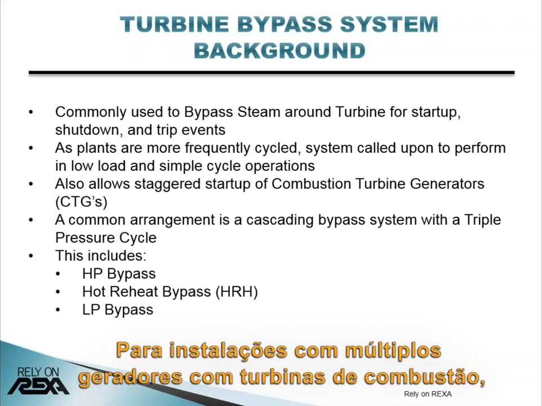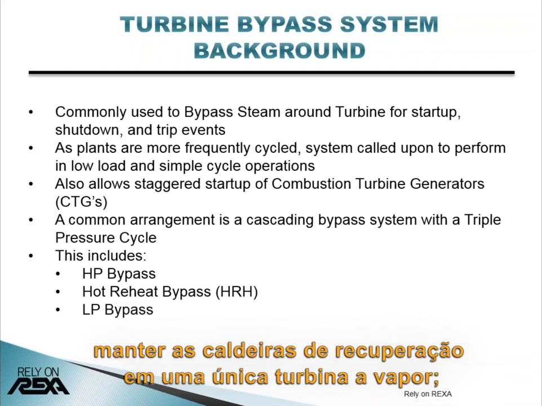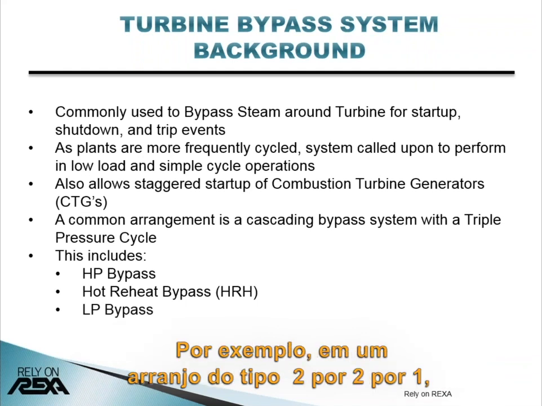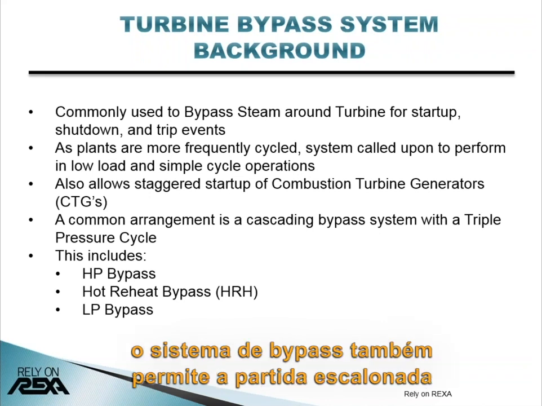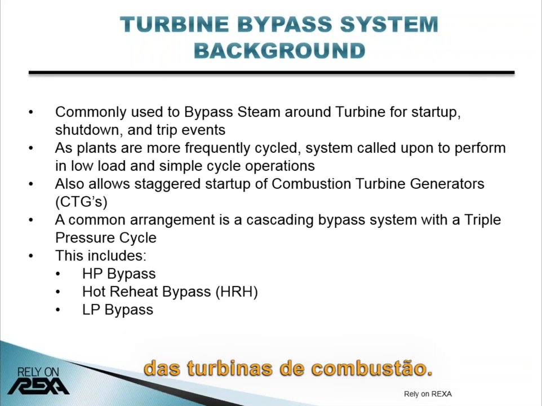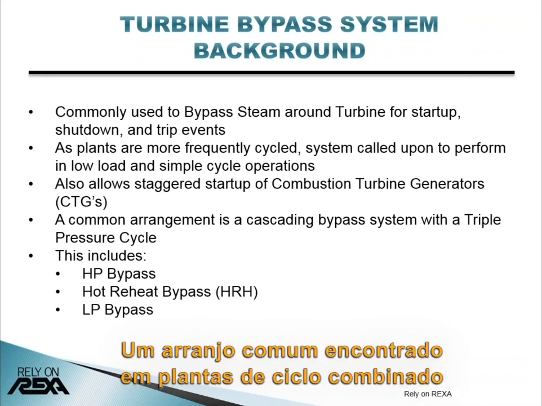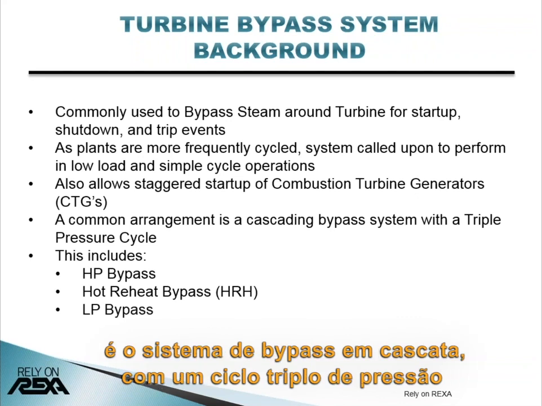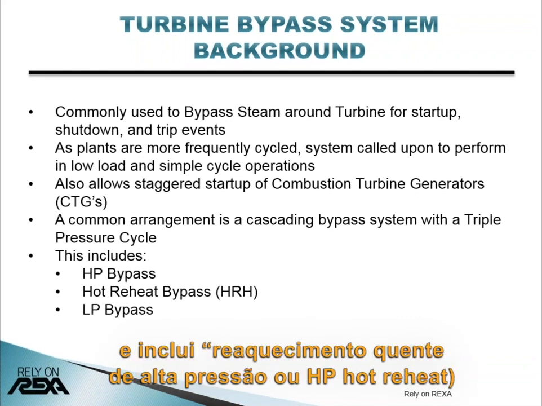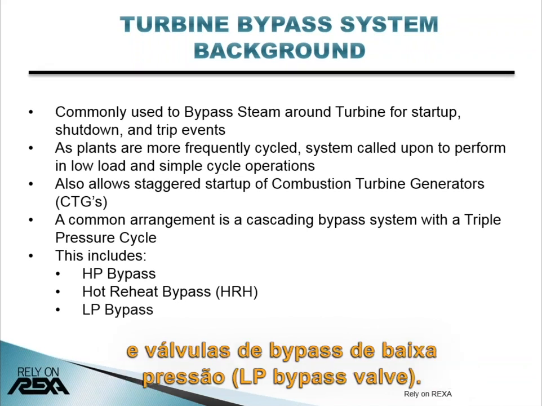And for plants with multiple combustion turbine generators, heat recovery steam generators, and a single steam turbine, for example, a 2x2x1, the bypass system also allows staggered startup of the combustion turbines. A common arrangement found in a combined cycle power plant is a cascade bypass system with a triple pressure cycle and includes HP, hot reheat, and LP bypass valves.